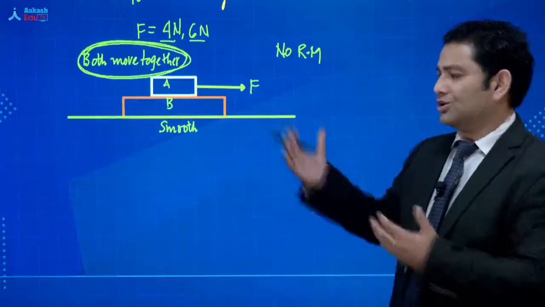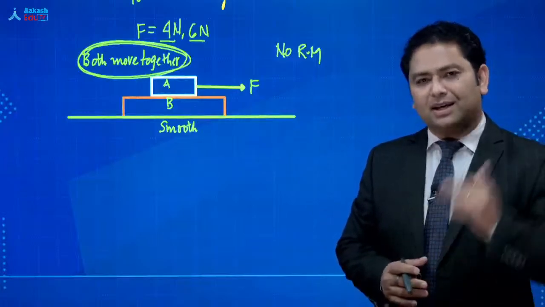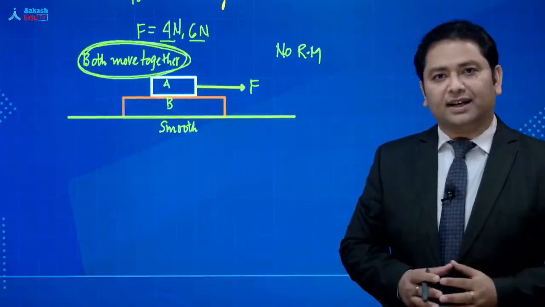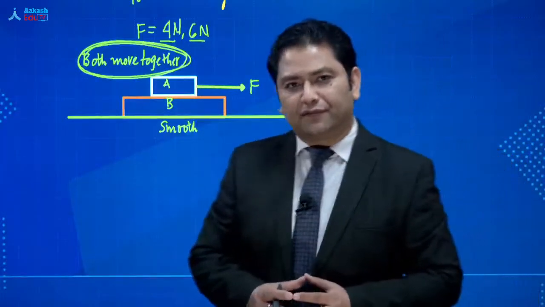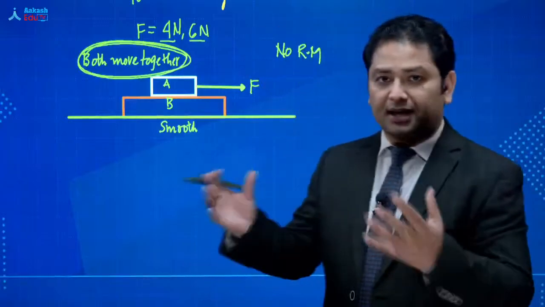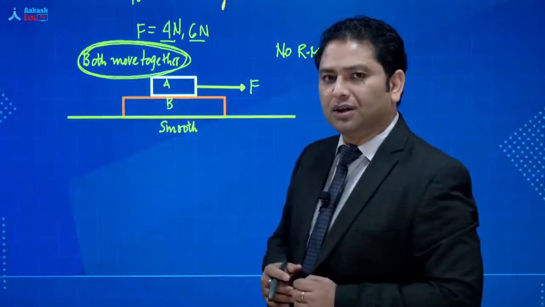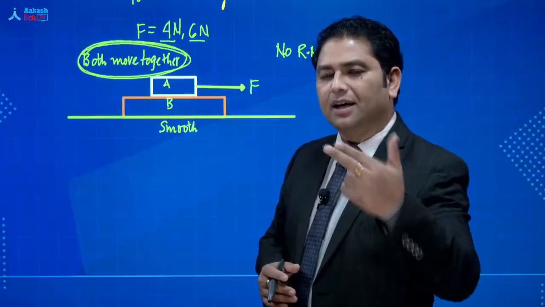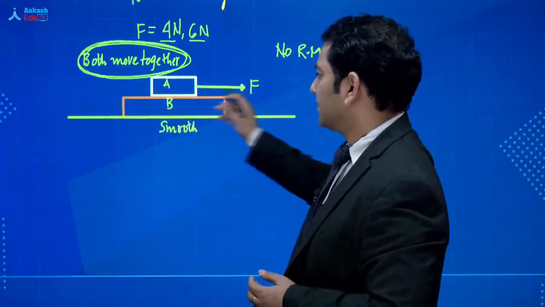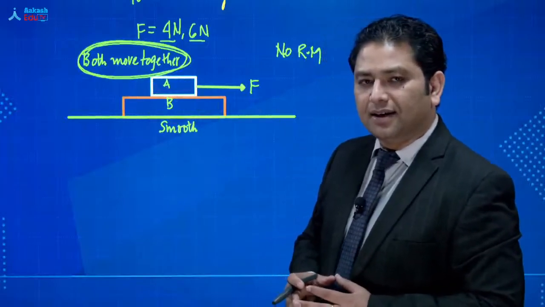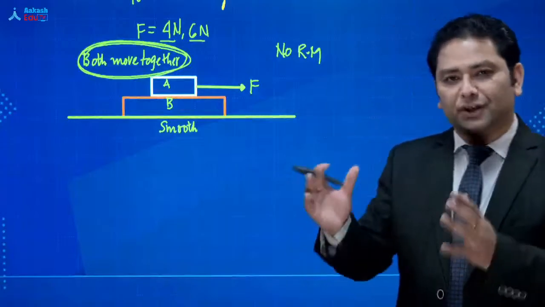How to do it? Here it is in front of you. Assume for a while that the surface between A and B is smooth. Let me repeat it again. Assume the surface between A and B is smooth. Done? Then you tell me, when the surface between A and B is smooth, what would be that imaginary relative motion? Of course, A would move right with respect to B. But we know that they are not sliding, they are moving together.